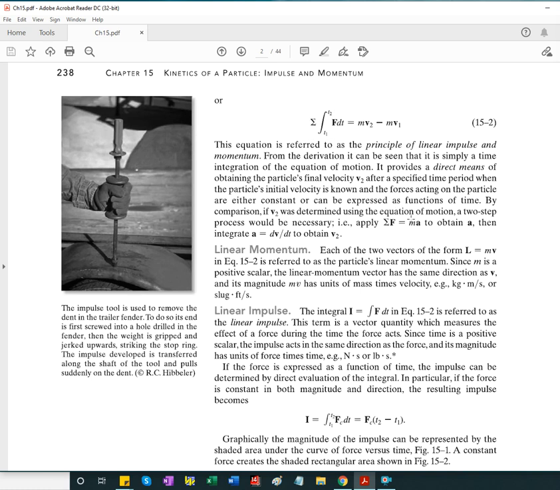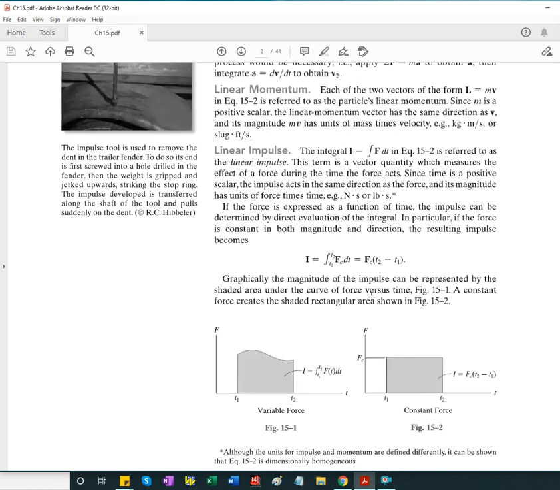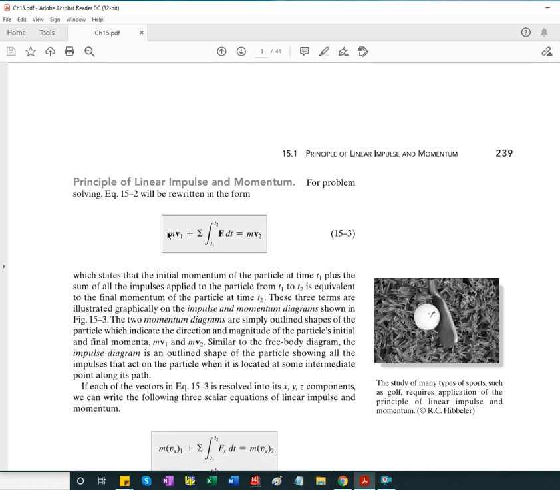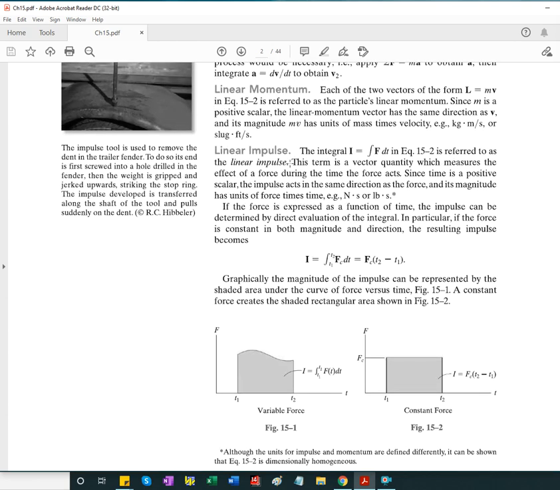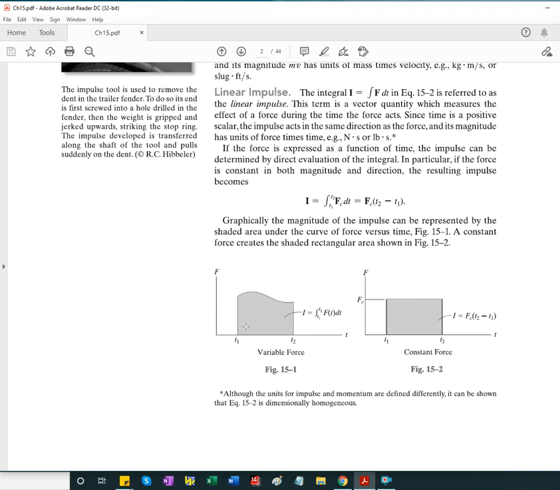Anyway, the way it's stated here can be rewritten where we have initial linear momentum plus the impulse of the forces upon the particle equals the final linear momentum. The linear impulse between times t1 and t2 is going to be the area under the curve F versus t. If force is constant, then we are talking about a rectangle, and area of rectangles, we know very well, is easier to evaluate.